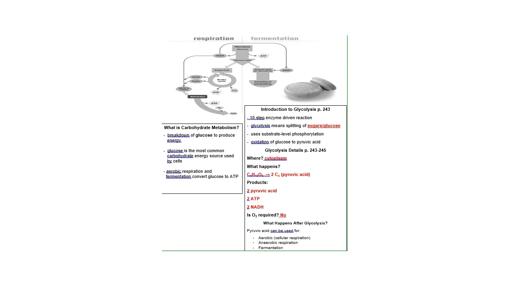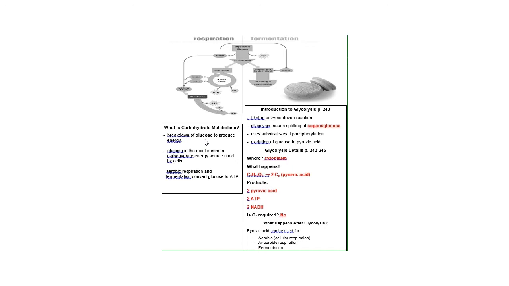So we're going to start with the first box. It says, what is a carbohydrate? A carbohydrate metabolism is the breakdown of glucose to produce energy. So let's refresh. Glucose is a carbohydrate. It is a sugar. It is a monosaccharide.